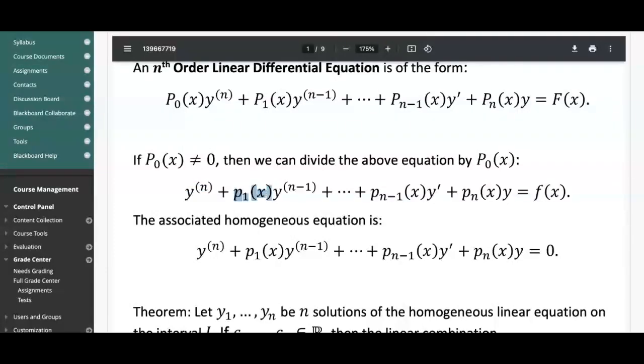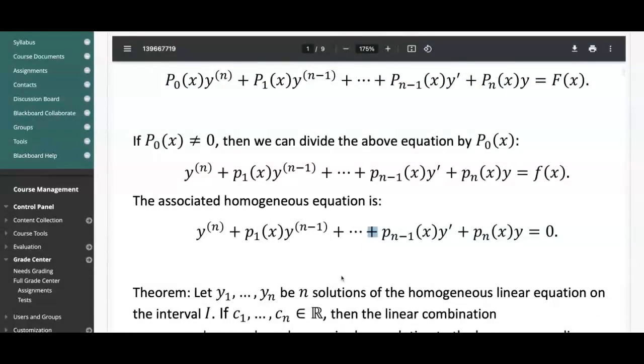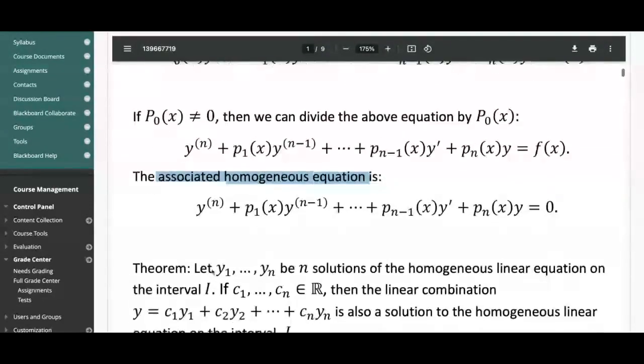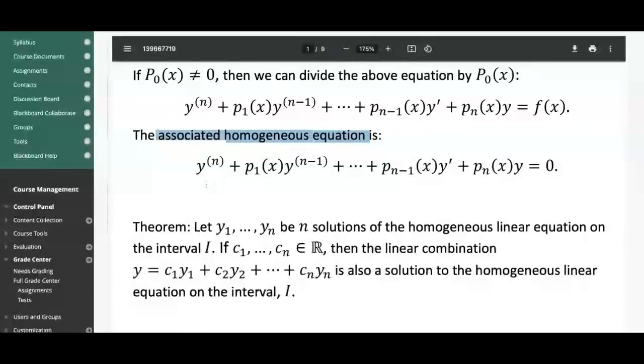Then this is P1 divided by P0, and so on and so forth. And this little f is a capital letter F divided by P0. And we call this, of course, we have something like this. If this one is 0, we call it the associated homogeneous equation, right? Remember, it comes from before. It's just extended to nth power derivative, nth level derivatives.